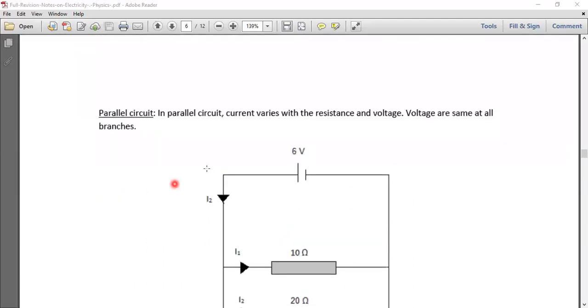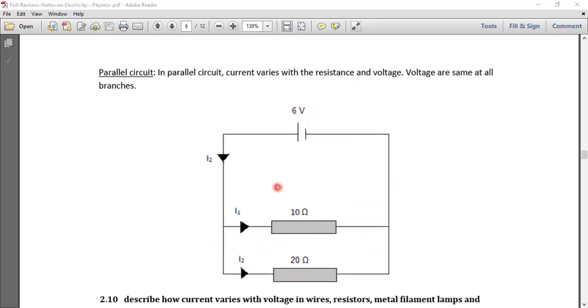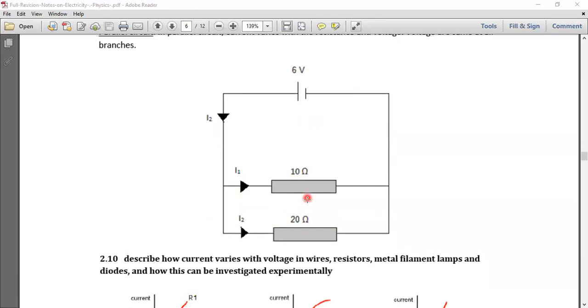In a parallel circuit, the current varies, but the voltage is the same because every section will receive the same voltage. That is, the 6 volt in the battery here, this section will also receive 6 volt, and this section will also receive 6 volt, because the voltage is not shared, but the current will be shared. The component using more resistance will receive less current and the component using less resistance will receive more current.